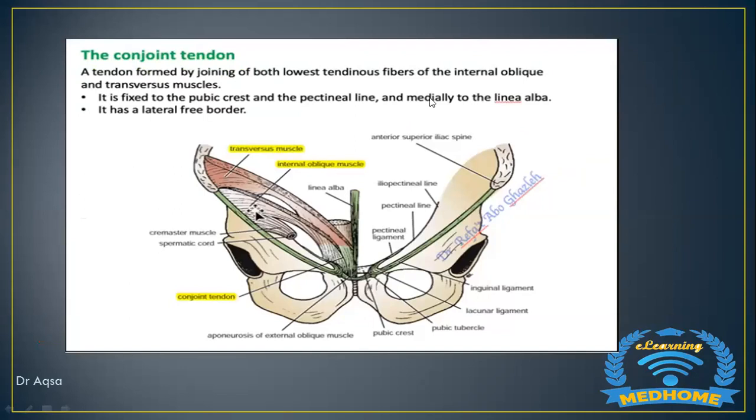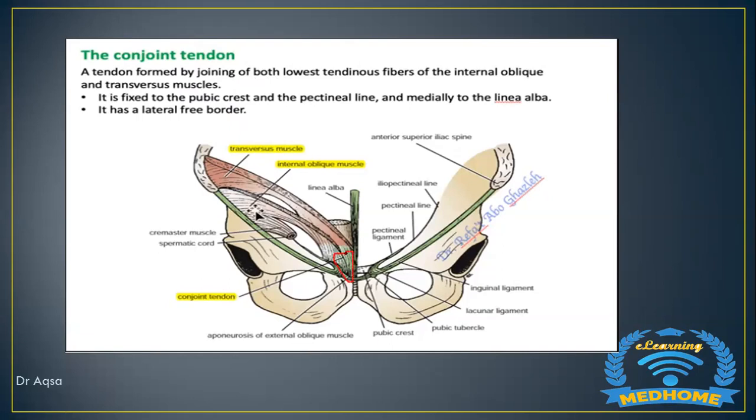So now, next we have the conjoined tendon. What is the conjoined tendon? If you look here in the diagram, it's a very small tendon formed by the joining of the lowest tendinous fibers of the internal oblique and the transverse abdominis muscle. When both muscles coincide with each other, they form a tendon, and this tendon is called the conjoined tendon.